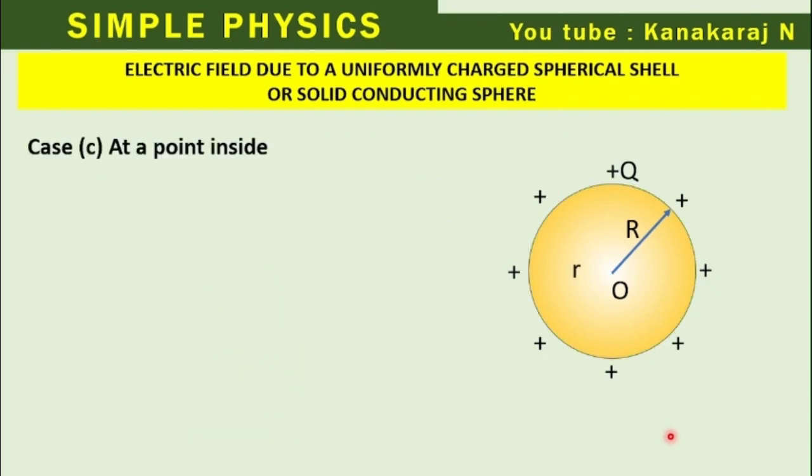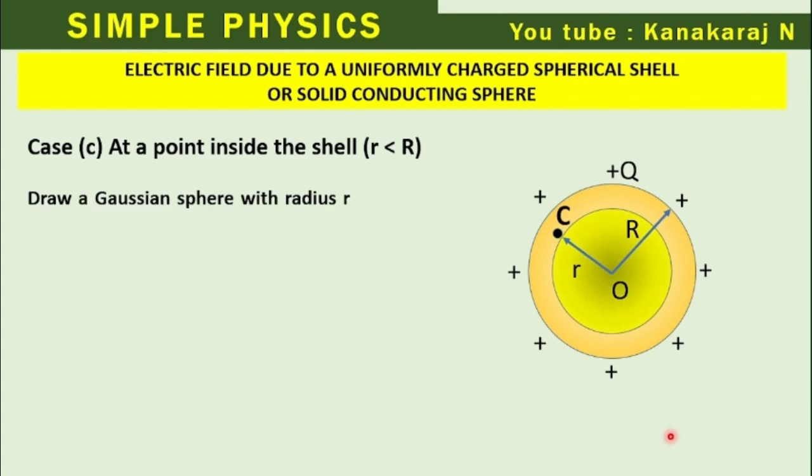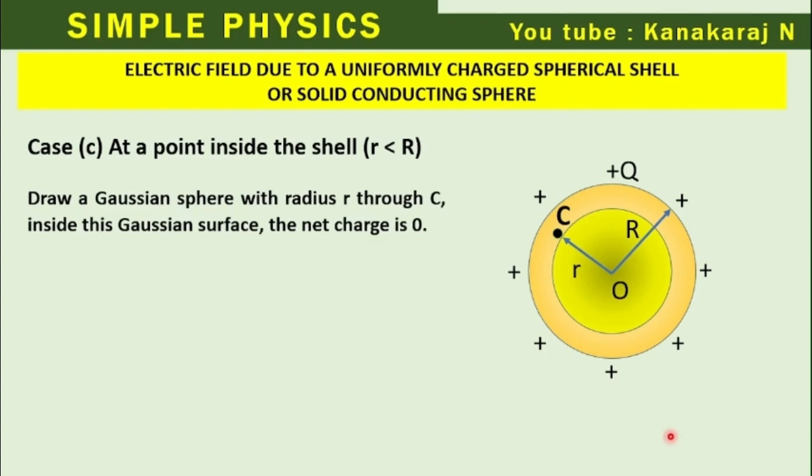Now, case 3. At a point inside the shell where small r is less than capital R. Now, consider a point C. We have to imagine a Gaussian sphere, the surface of the Gaussian sphere passing through this point C. Draw a Gaussian sphere with radius r through C. Inside this Gaussian surface, the net charge is 0 because all the charges are available only on the surface of the shell, which is outside this Gaussian surface.